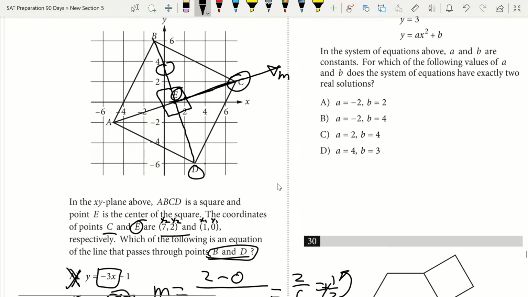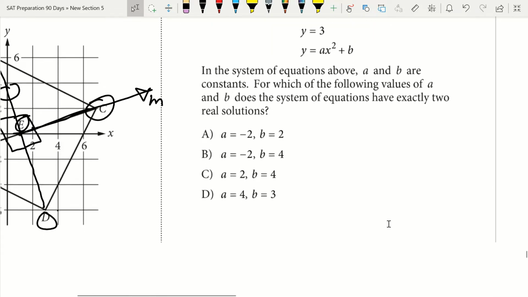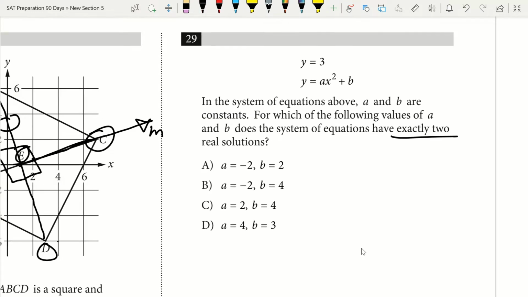All right, now we've got question 29. We've got a system of equations. A and B are constants. Which of the following values of A and B does the system have exactly 2 real solutions? What I'm going to do is plug in this 3 that I have for y into my underneath equation. So I'll have 3 is equal to ax squared plus b.